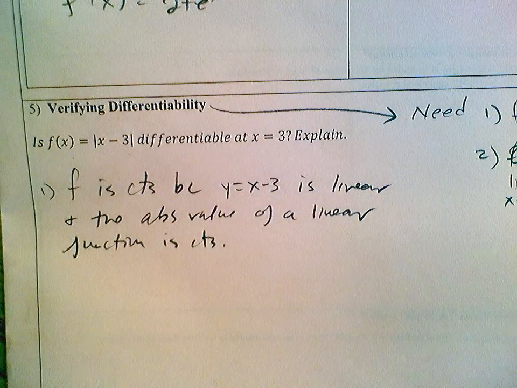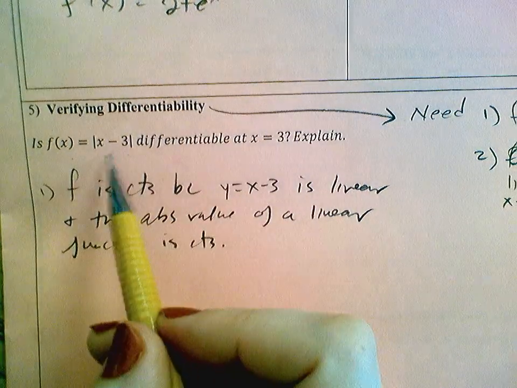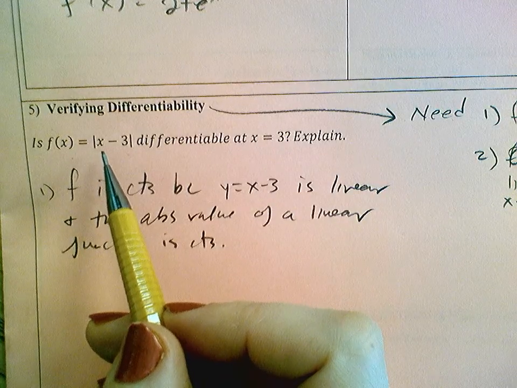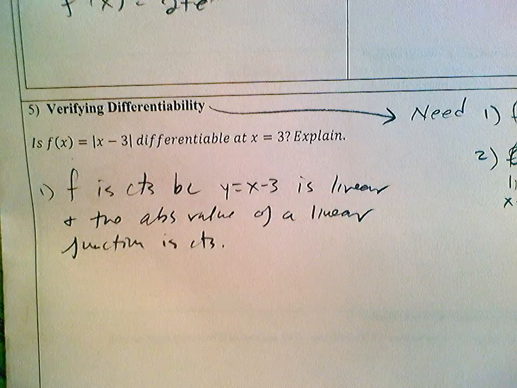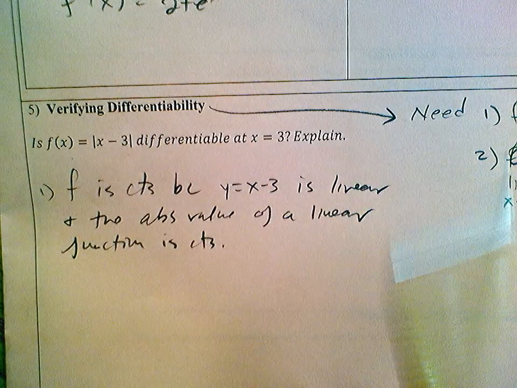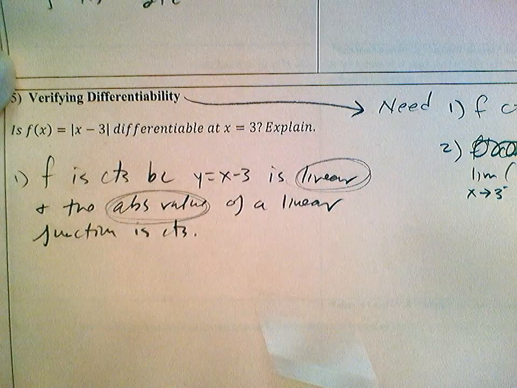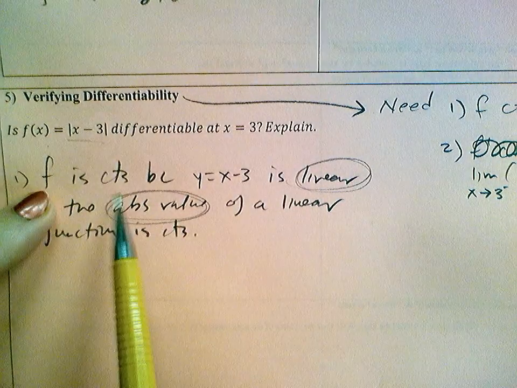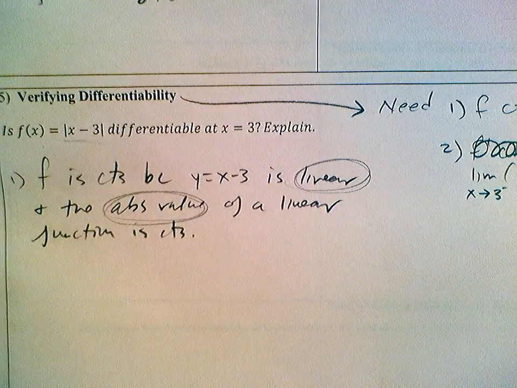So what you can do, if you know that that is continuous, then you could just describe the function in as great detail as you can with math vocabulary. Like if this were x squared plus 5x minus 7, you could say, well, that's a quadratic. So a quadratic function is continuous, or a polynomial is continuous. So here I'm just using some math vocabulary. Linear, absolute value, I'm describing this. F is continuous because this is linear, and the absolute value of a linear function is continuous.